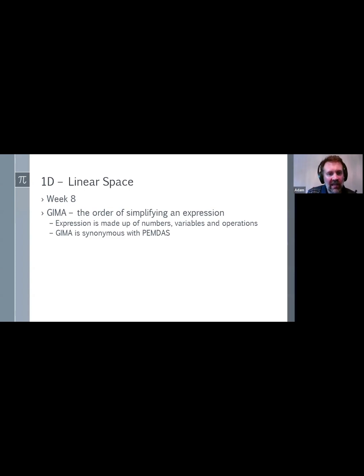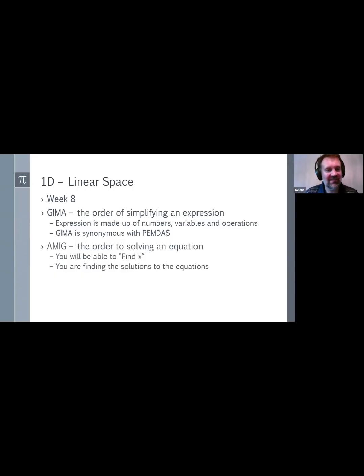So MD, and then A is for addition, subtraction, which is the AS. So it's really just the same concept, just a different name. So don't get confused like you have to learn something completely new. This is just, how do you simplify, take an expression and make it the most simple that it can be. And then there's the opposite, which is AMIG.